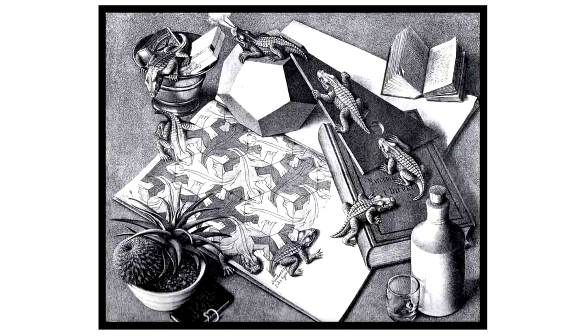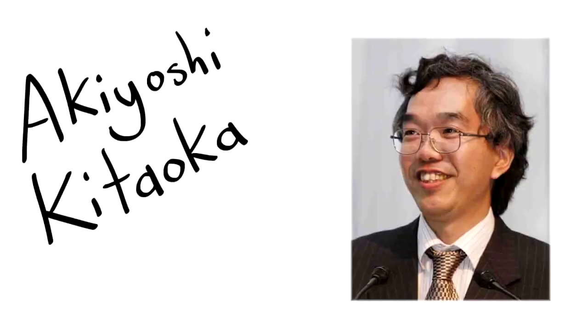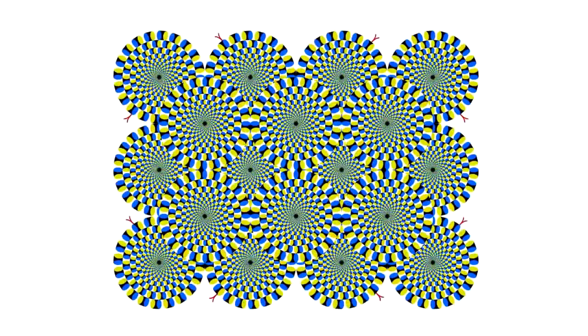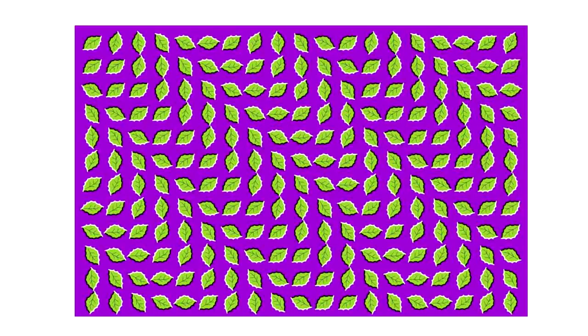Another intellectual who did op art was Akiyoshi Kitaoka, who would make very bright, colorful, and almost hard to look at op art that tricks your brain with the bright overlapping colors. Let's look at some examples of op art.